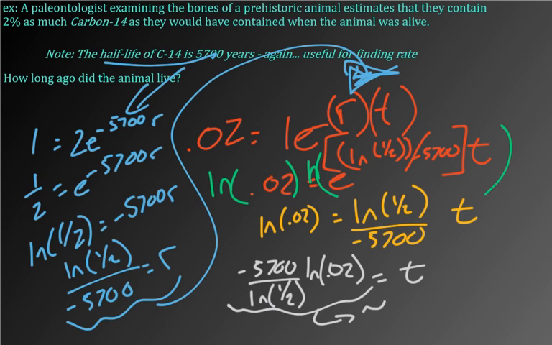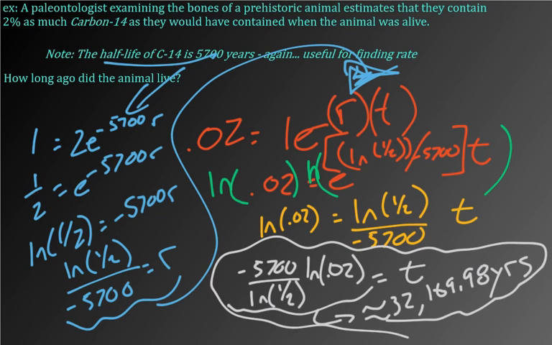If you do, you get about 32,169.98 years. And it's years because those were the units for the half-life. So the units here will match the units here, right? So really, either one of those you can do. This is the exact answer, and this down here is the approximate one.